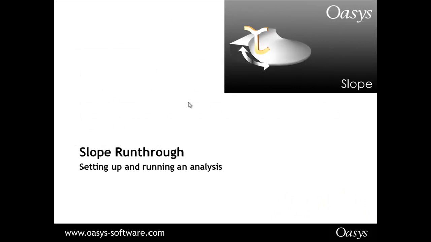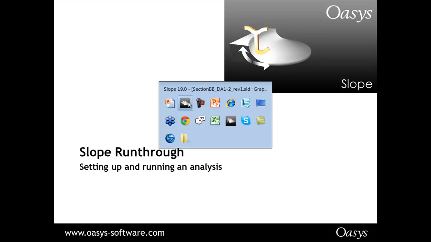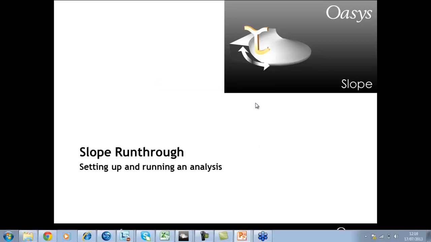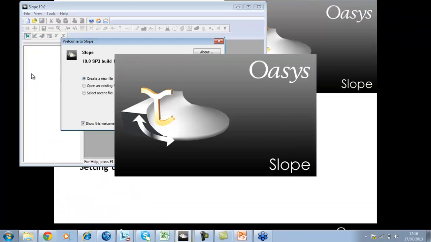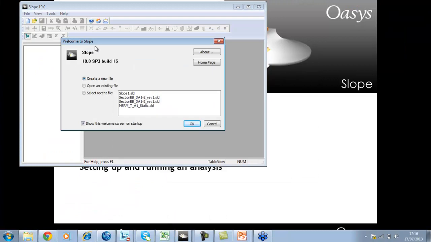So for the first stage, we're going to set up and run an analysis. I'm going to do this absolutely from scratch. So what I'm going to do is go into Slope. As you can see, when you start the Slope program, you start up with a welcome screen. You can open an existing file, or you can go to the home page and find out a little bit more about the program. But what I'm going to do is create a new file. So I'm going to click on OK.